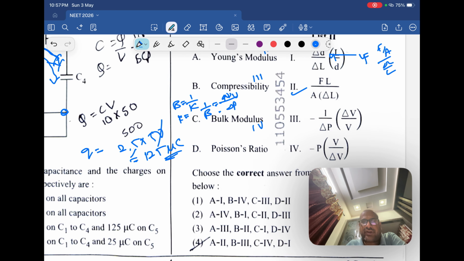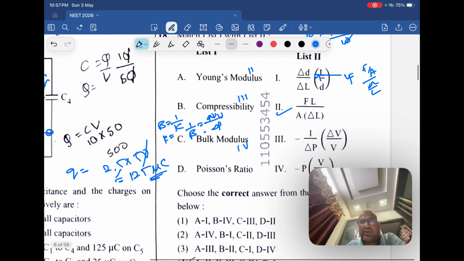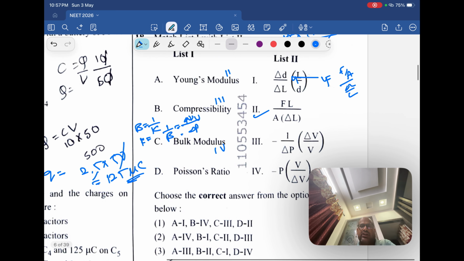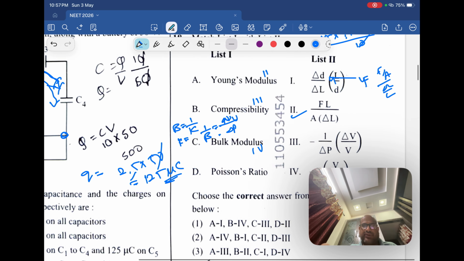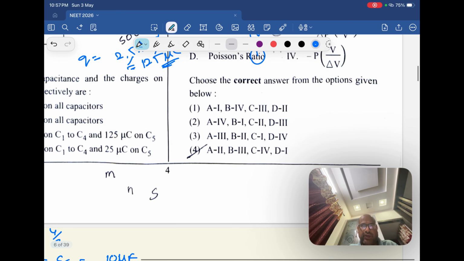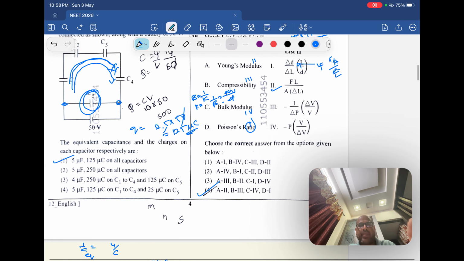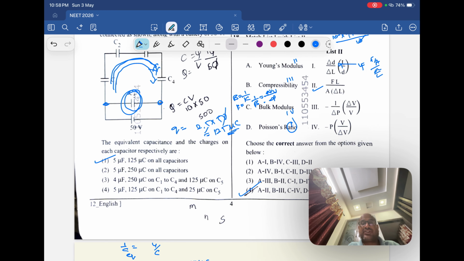Solid, this is elasticity. Okay, Poisson's ratio, lateral strain to longitudinal strain, right? Lateral strain to longitudinal strain. Delta D by D over delta L by L. So this is option 1. So 2, 3, 4, 1. 2, 3, 4, 1. This boy did it correctly. This is the 4th option. So this is based on an elasticity question, basic definitions.